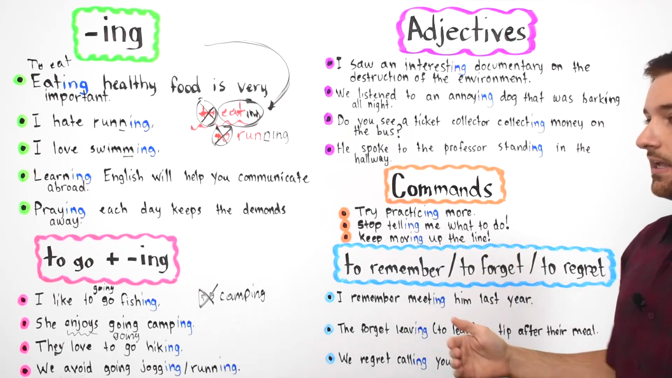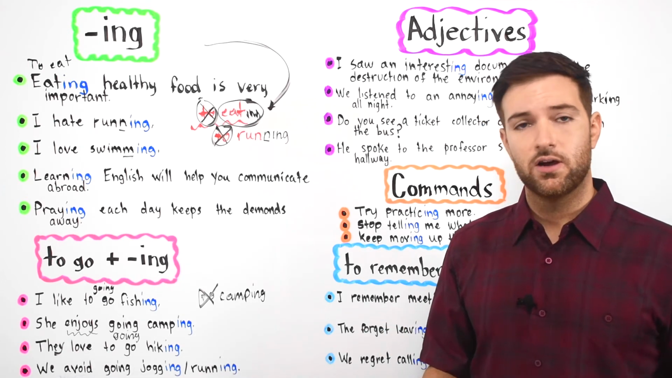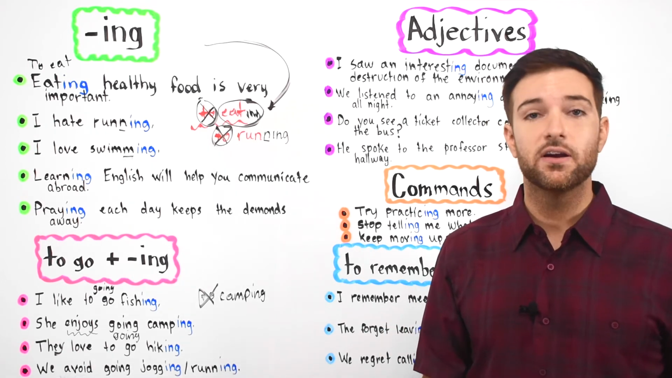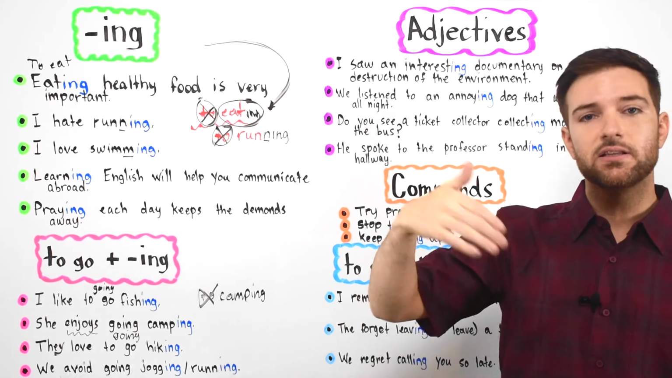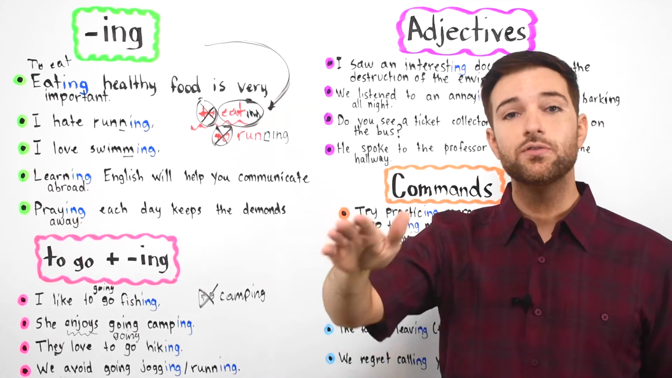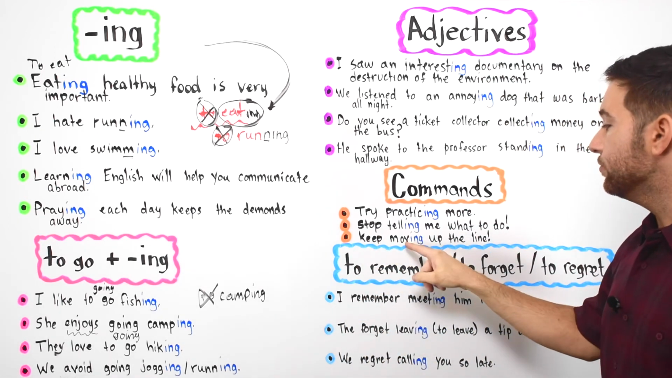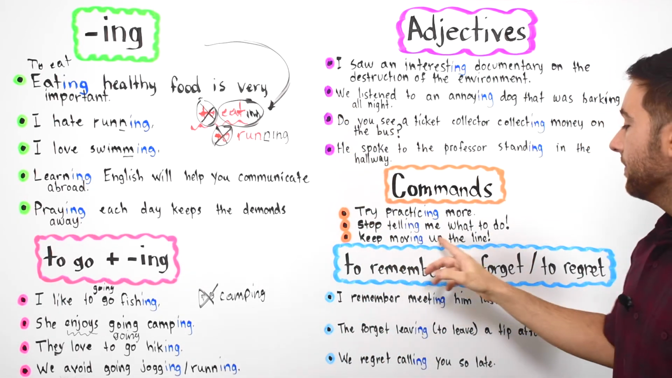Keep moving up the line. You're waiting in line at the restaurant or at McDonald's or wherever you are. You say to the person in front of you, hey, keep moving up the line. Go, go, go. Keep moving, ing, up the line.